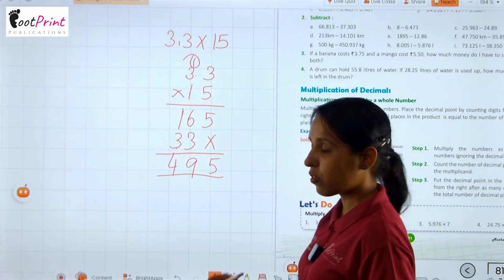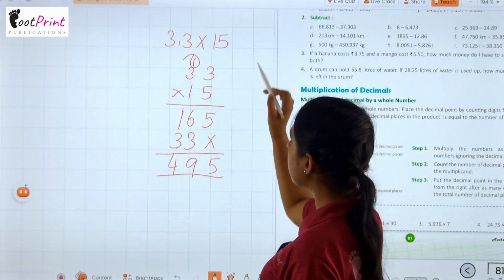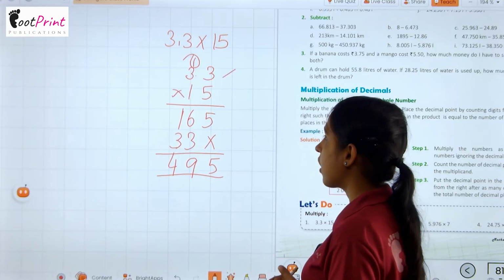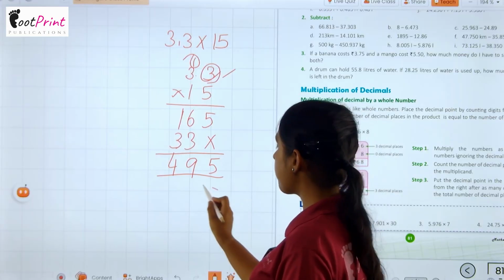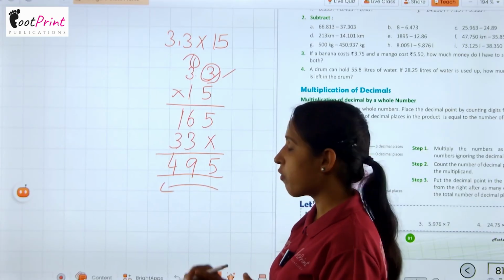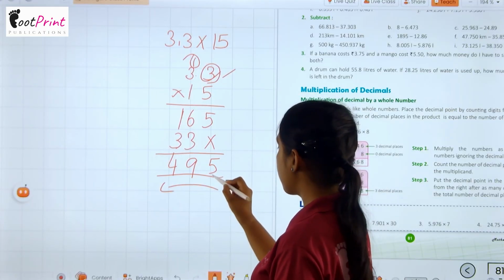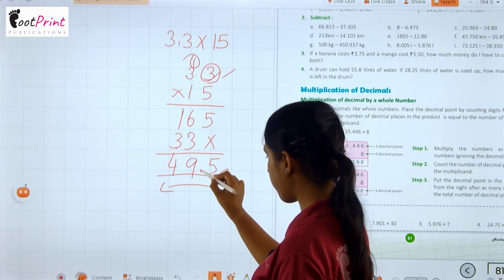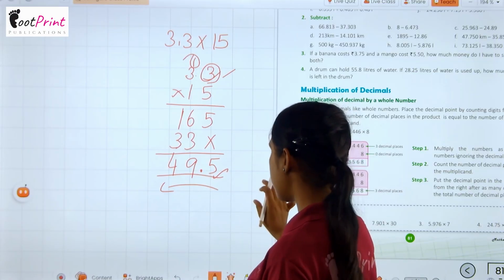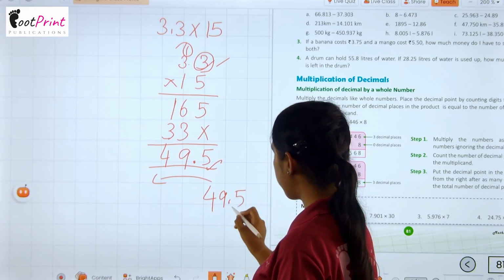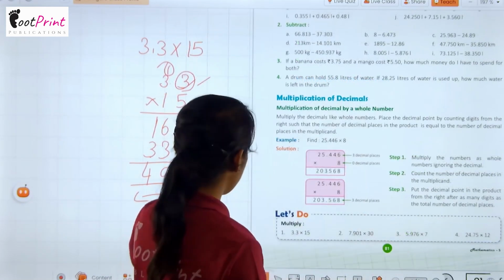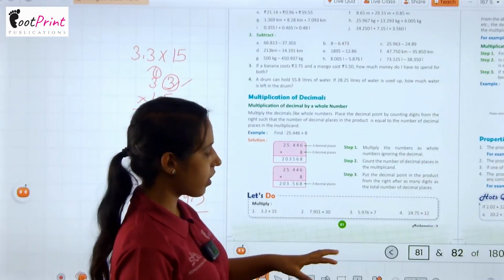Now what we have to do? We have to count decimal places in multiplicand. So here decimal place is 1. So here we put decimals counting 1 place from right to left. So here we have 5. So here we put point, or we can say decimal. So our answer will be 49.5. Okay. So in this way you can solve these questions.